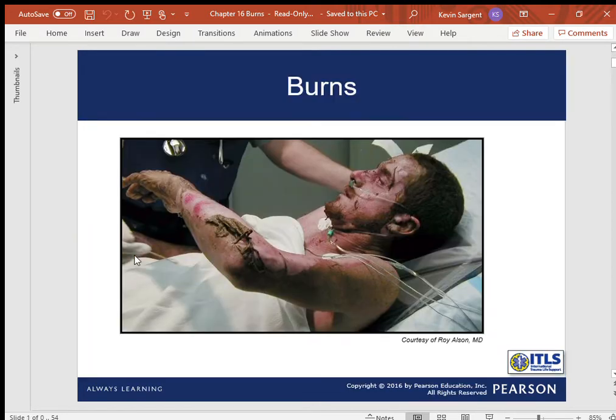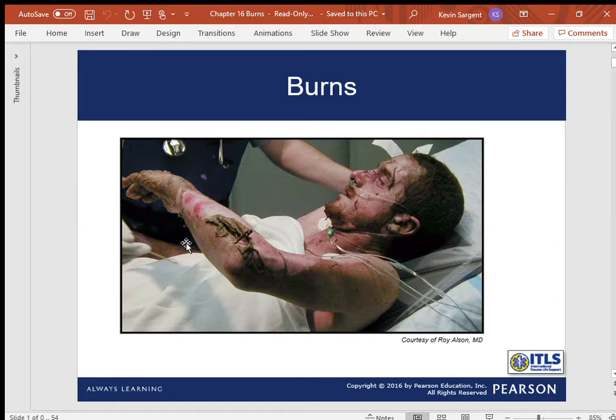As you see here, you have a gentleman who obviously has had some burns. You see some burning to his face. You see redness. You see charred skin and things like that. We remember from our basic class, we have our first degree, second degree, third degree burns, and also we have a fourth degree burn, which involves the bone.